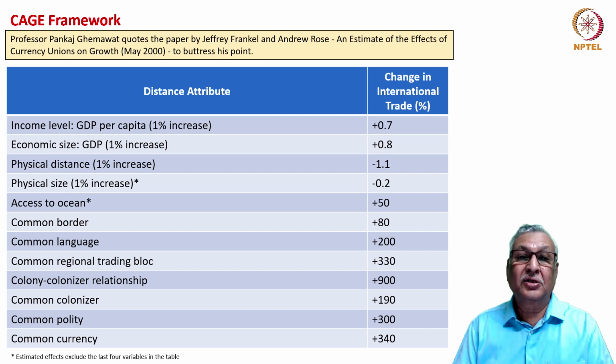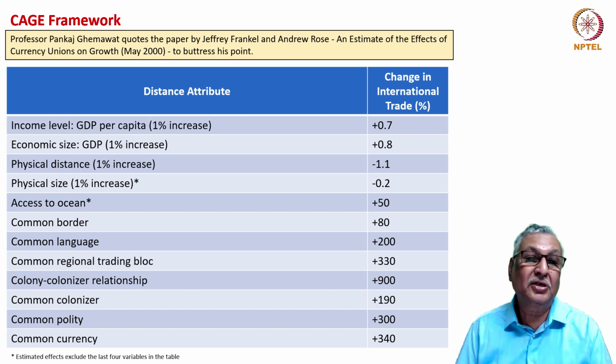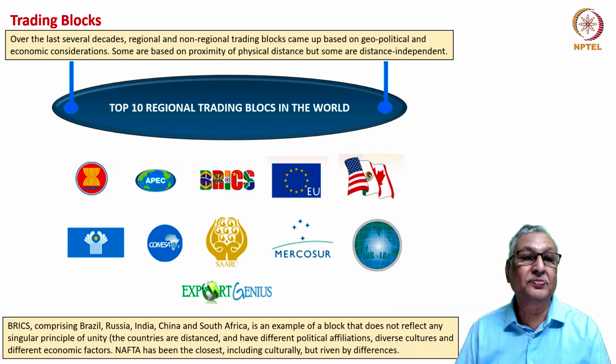So if this article talked about distances of different nature having differential influences on international trade, probably an appropriate framework was required to define exports in terms of basic principles which are applicable for contemporary times. That is what Professor Pankaj Ghemawat's CAGE framework does for us.